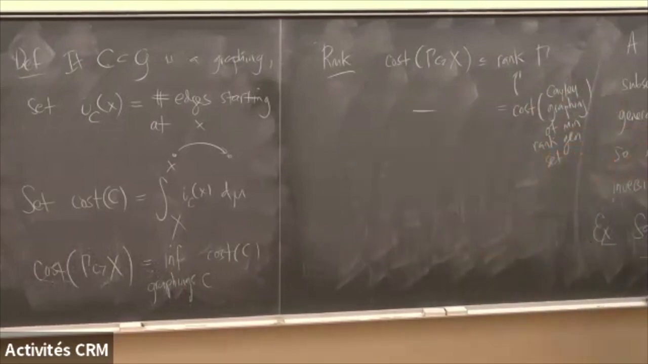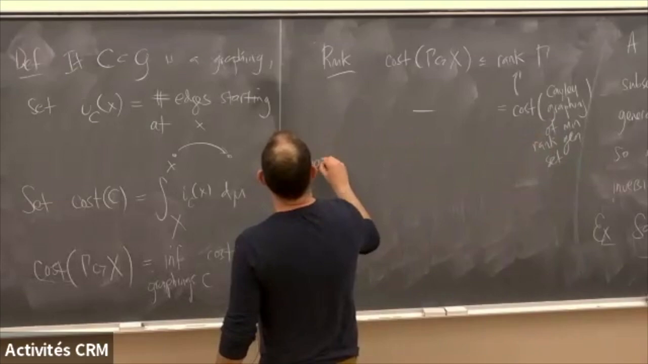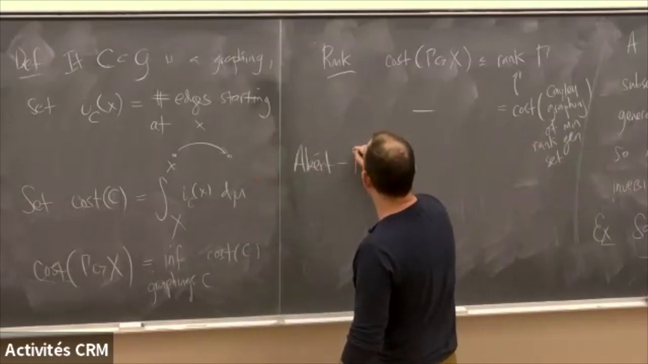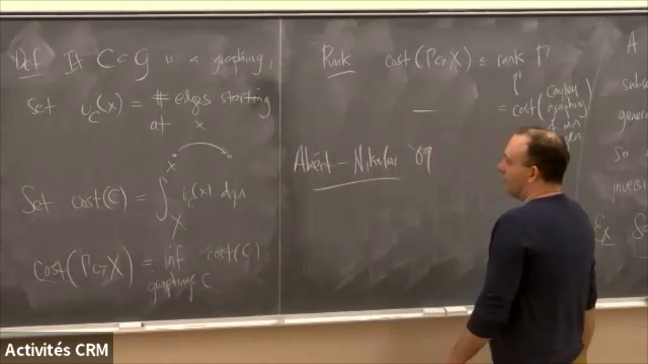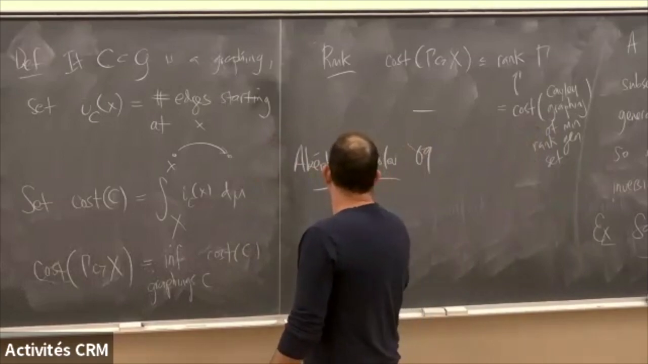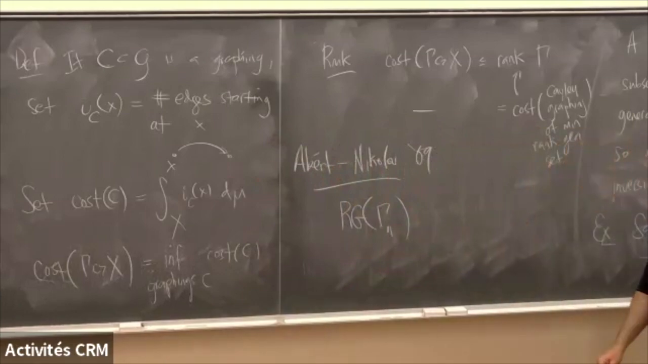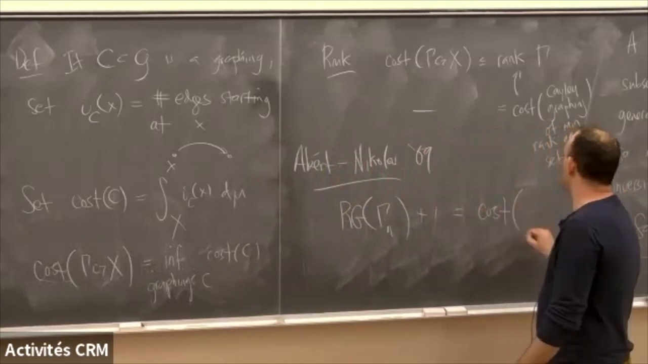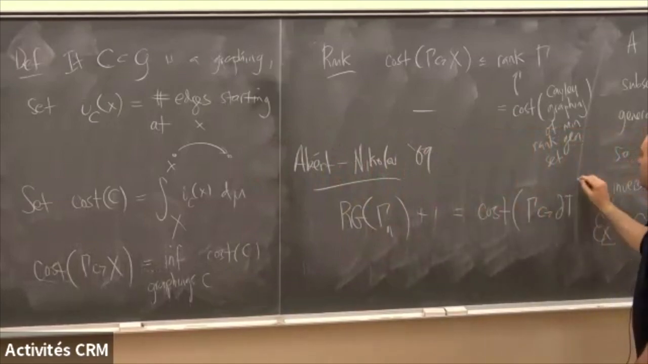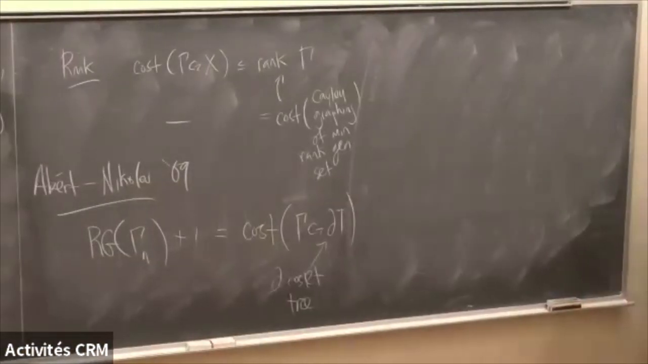Okay, but why am I talking about all this? Maybe that's the question. The reason I'm talking about this is because there's this great theorem of Miklos Abert and Nikolov from 2009 that says that the rank gradient of gamma n plus 1 is the cost of gamma acting on the boundary of this coset tree.